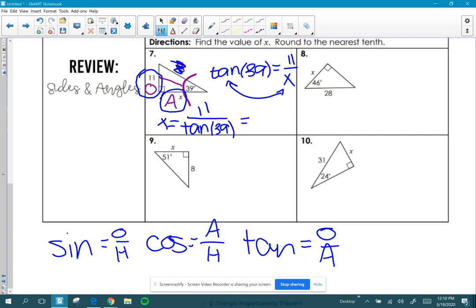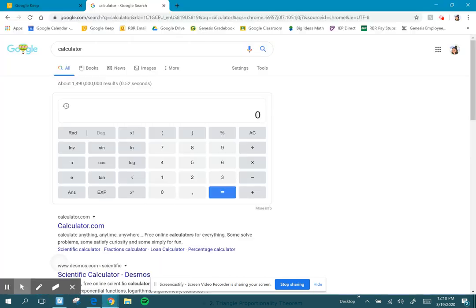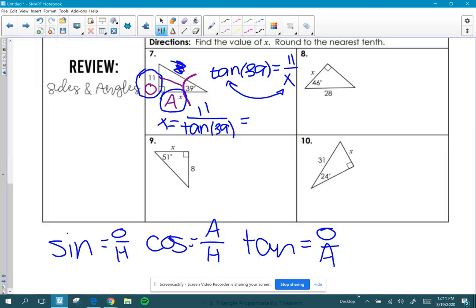And then I can plug that into my calculator. Remember, using that Google calculator, you need to have it in degree mode, right? So I can just do 11 divided by the tangent of 39, and I get 13.58, which rounds up to 13.6. So that's that missing side length there. All right, so that's that first piece of review.